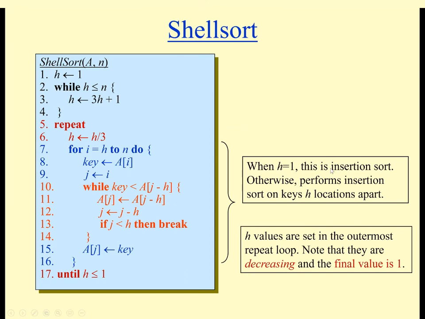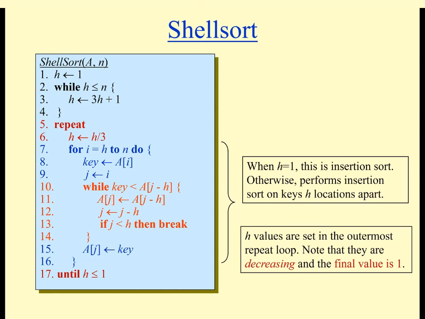Okay, let's look at the pseudocode of shell sort. Basically this one is the pseudocode. We use different colors to indicate different parts of the pseudocode, and it is very well structured. Basically it's shell sort A, N, okay? A is the array, N is the size of the array. And then for the first 4 lines, we do H equal to 1, and while H less than N, H equal to 3H plus 1, and so on.